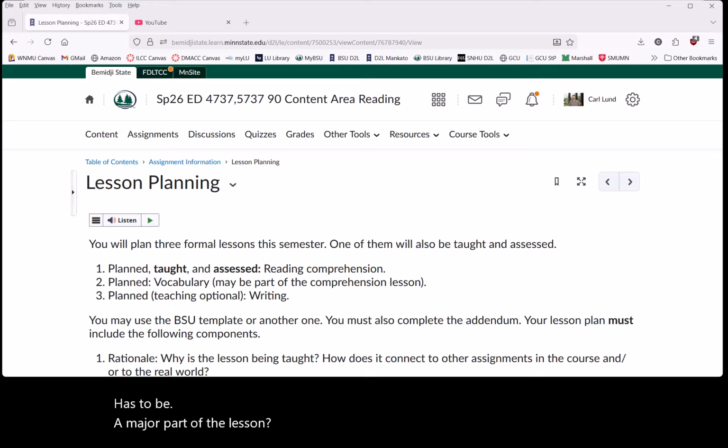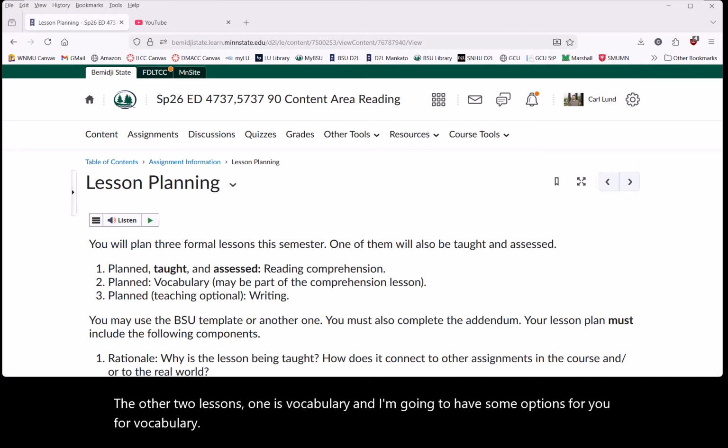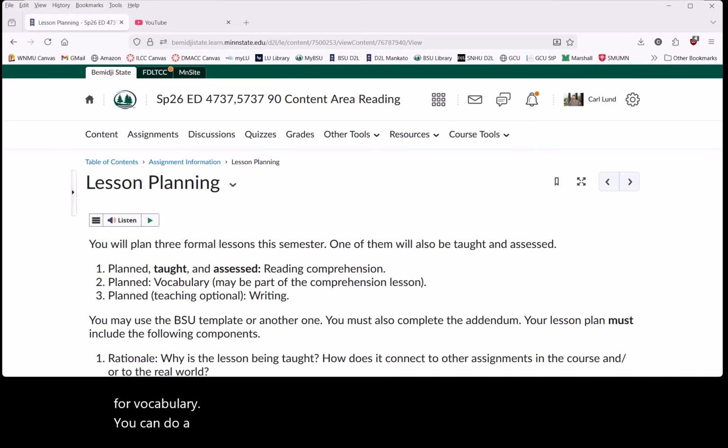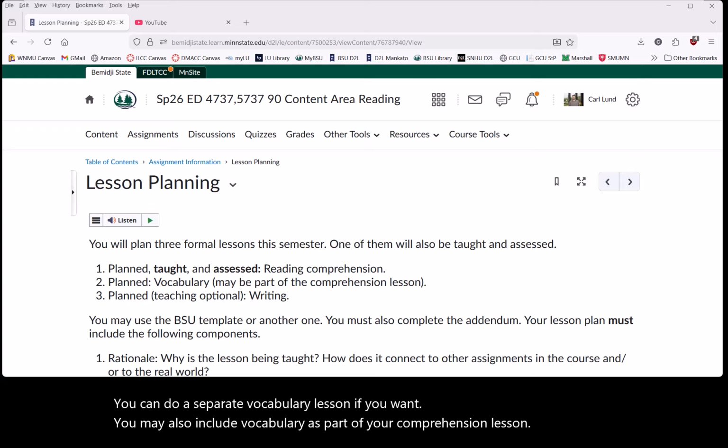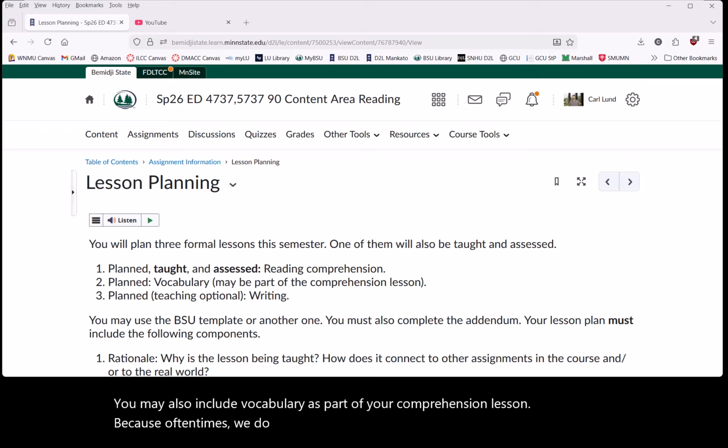The other 2 lessons, one is vocabulary, and I'm going to have some options for you for vocabulary. You can do a separate vocabulary lesson if you want. You may also include vocabulary as part of your comprehension lesson, because oftentimes we do teach vocabulary as we're teaching other things. And so again, here I want this to be really explicit vocabulary instruction.